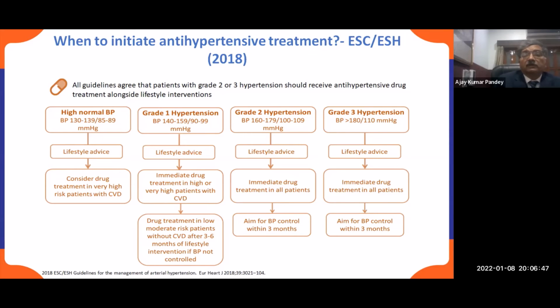Grade 2 hypertension: systolic 160 and above, diastolic more than 109. Immediate drug treatment will be started in all these patients, with the aim of BP control within 3 months. And usually 2 to 3 drug therapies are required.